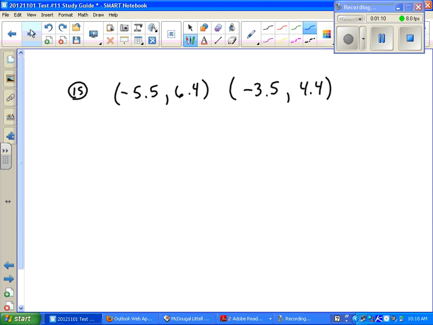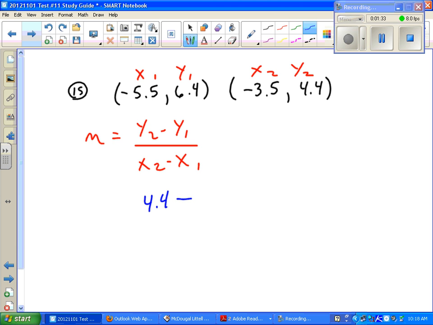Number 15, we find the slope of (-5.5, 6.4) and (-3.5, 4.4). Again, slope formula, change of y over the change of x. xy, xy, sub 1, sub 2. Y sub 2's value is 4.4 minus y sub 1's value, 6.4, over x sub 2's value, negative 3.5, minus x sub 1's value, negative 5.5. Notice it's minus a negative number.